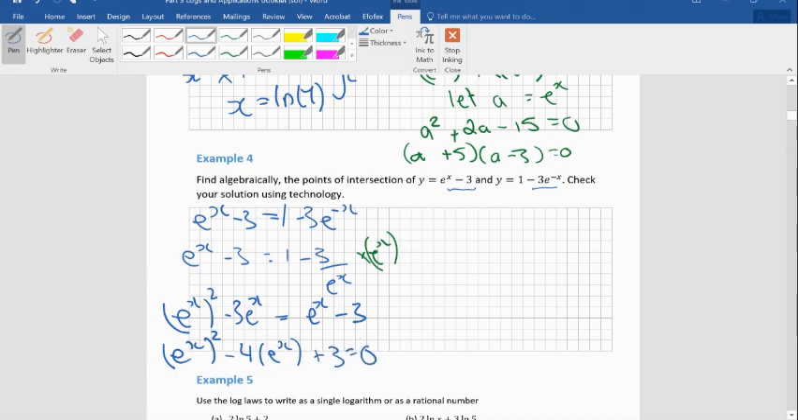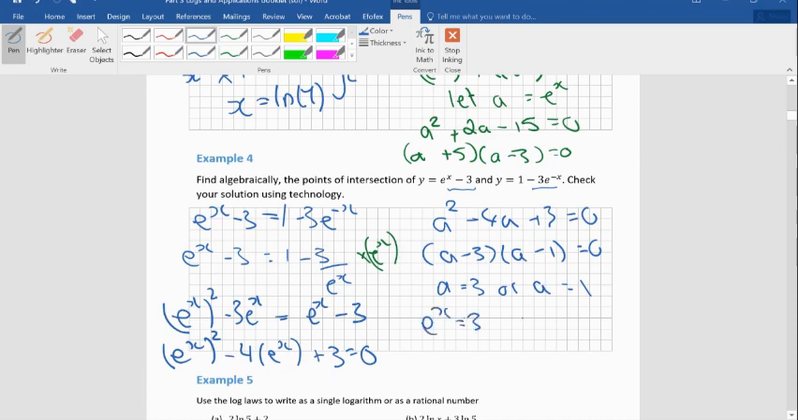So if you let a equal e to the x, you would have a squared take 4a plus 3 equals 0. We get a positive value when we multiply, but a negative when we add, so they both have to be negative in this case. And so you'll get a take 3, a take 1 equals 0, so you get a equals 3 or a equals 1. Now let's replace a with e to the x, so we get e to the x is equal to 3 or e to the x equals 1.